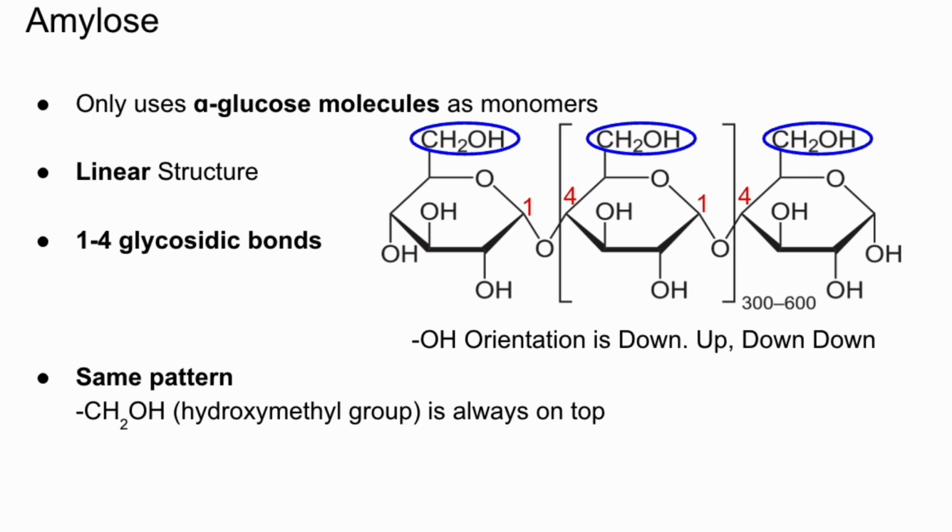However, amylose is unbranched, meaning that it has relatively few terminal ends, and this limits the number of sites where enzymes can act, meaning that amylose is broken down much more slowly than branched polymers.